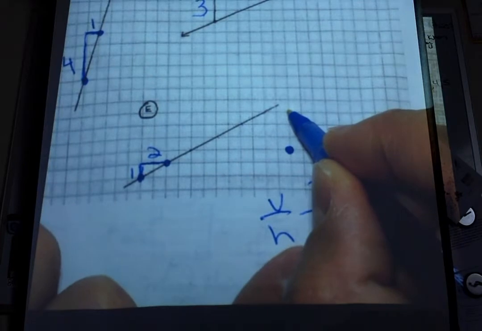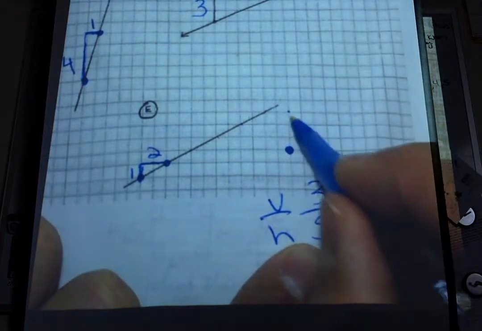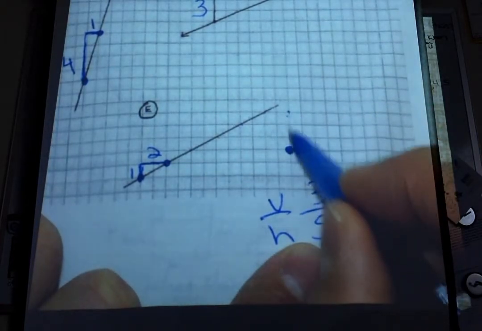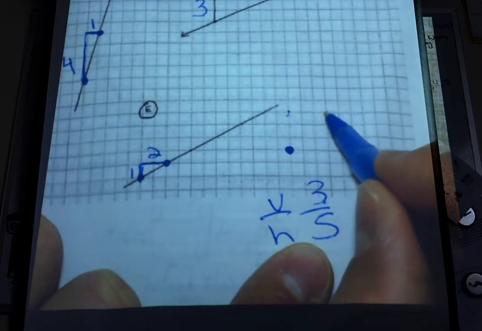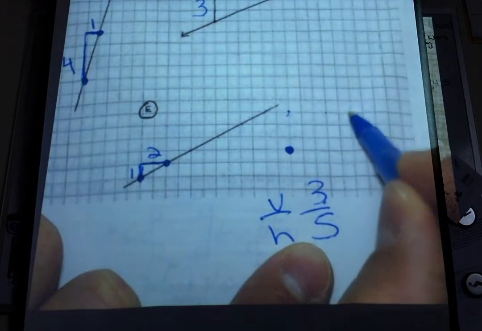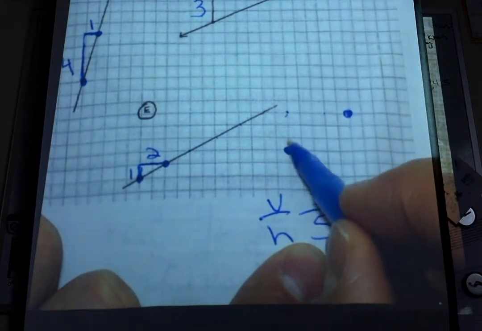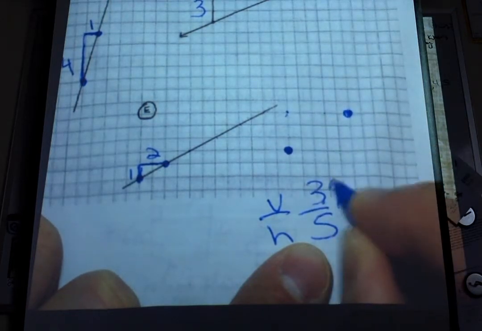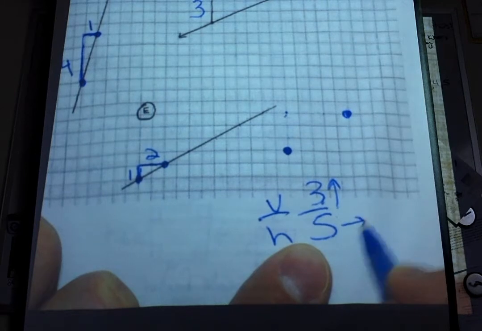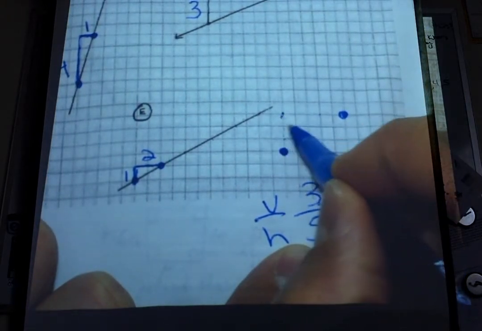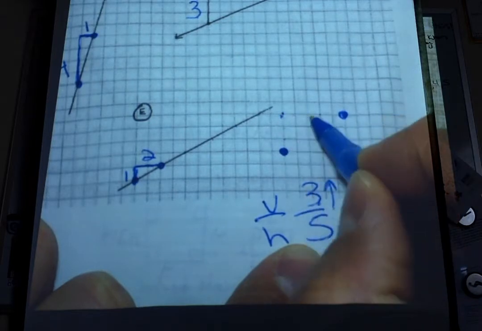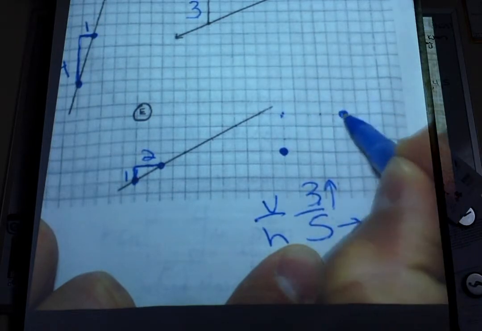And then I'm not done yet. Now I have to do a horizontal, a 5. So I went up 3, 1, 2, 3, and now I'm going to go to the right 5. 1, 2, 3, 4, 5. I'll do it again, up 3, because it tells us vertical distance of 3, and then our horizontal distance of 5. 1, 2, 3, then 5 to the right. 1, 2, 3, 4, 5.